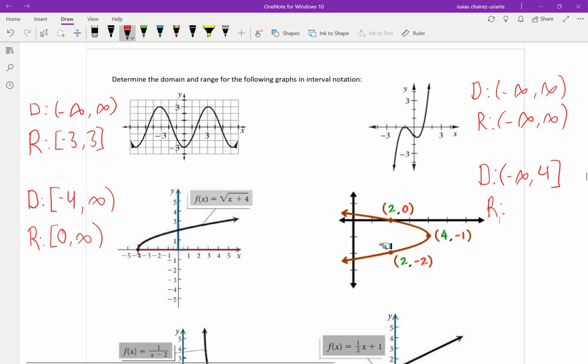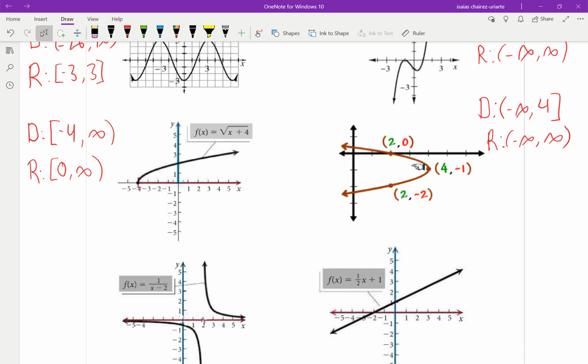What about my range? How far down does my graph go? How far up does my graph go? And if you think about it, this graph keeps on going towards the bottom left, and this behavior keeps on happening. So it keeps on going down and down and to the left. But it also keeps on going up and up and to the left. So I am going to conclude that the range is everything, negative infinity to positive infinity. And remember that negative infinity and positive infinity always require parentheses.